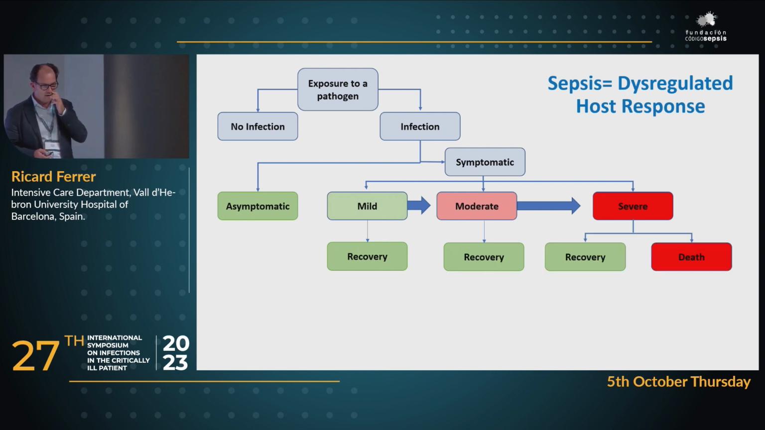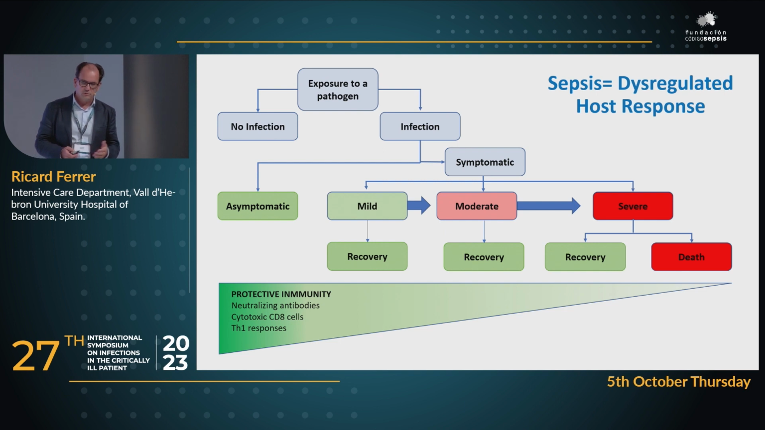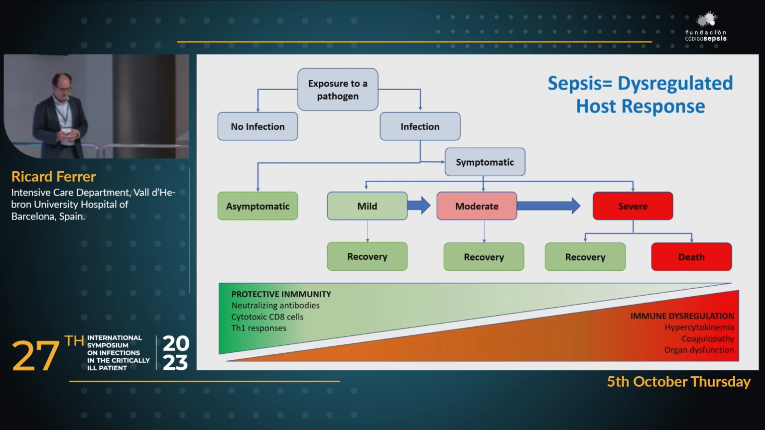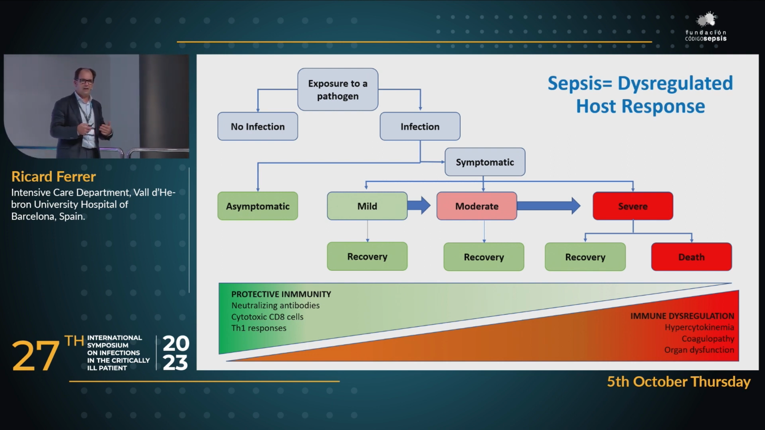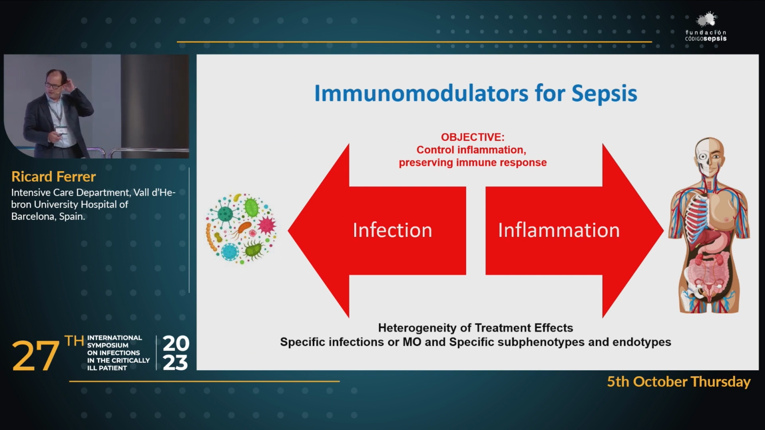And the reason for that is this dysregulated host response. So the patients that do not respond are those that have this immune dysregulation, compared to those patients that have an adaptive immunological response and recover in the early phases of the septic process. So we should focus on that, and that's why we are talking the whole day about immunomodulators. The ideal immunomodulator should be one that is able to reduce and control the inflammation, but at the same time preserve the immune function and control the infection.